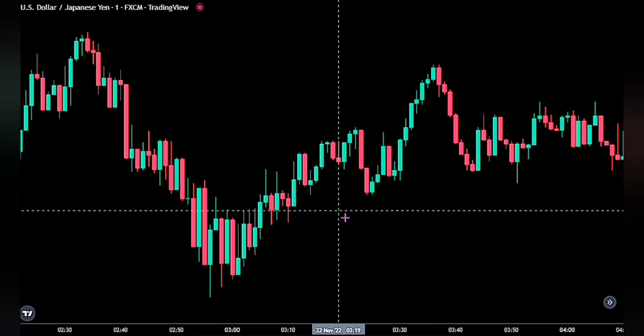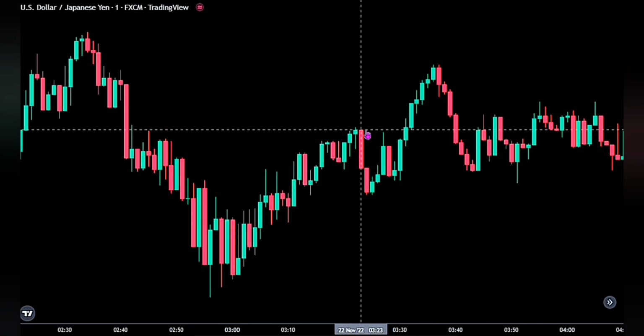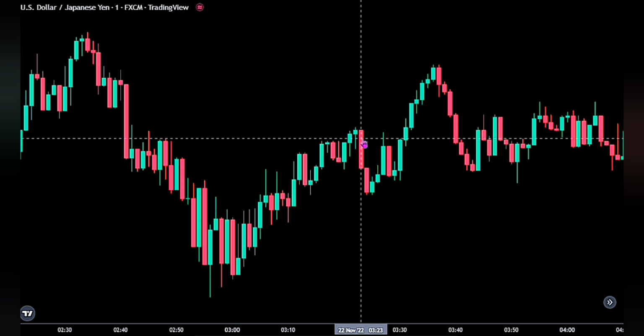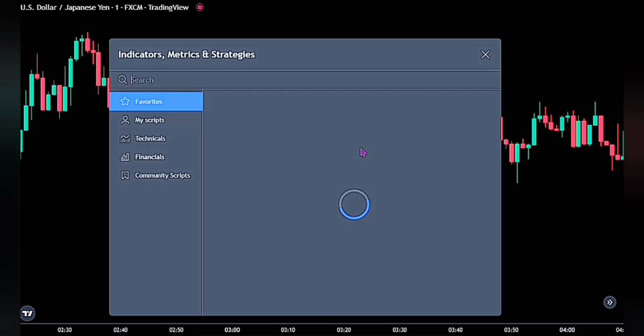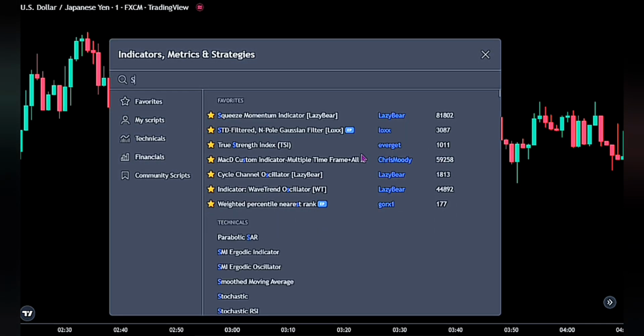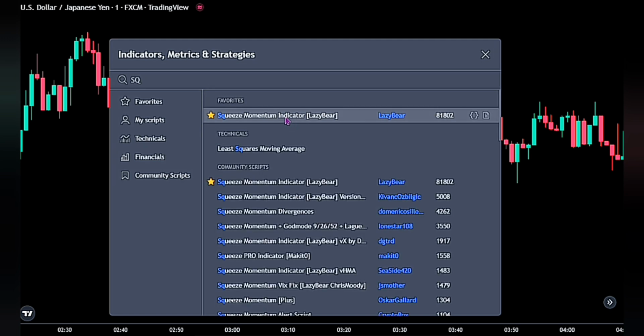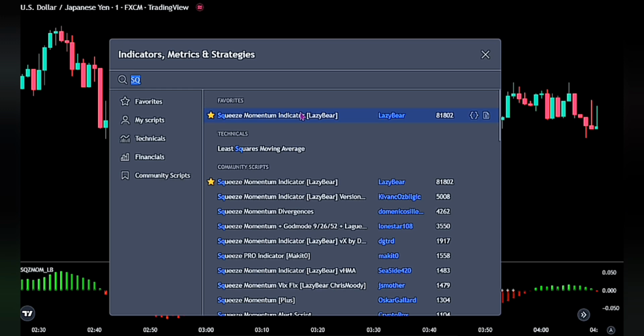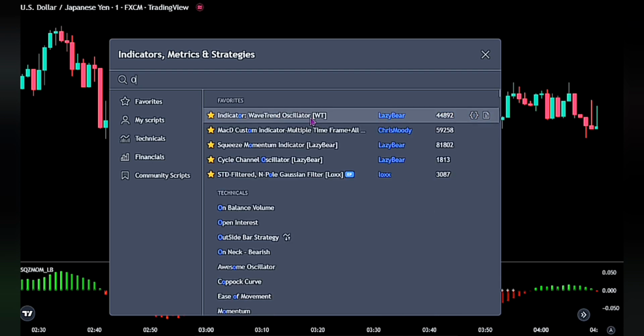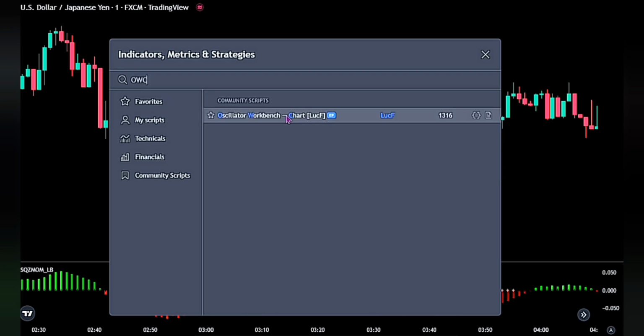Let's now go over the indicators used and the settings we applied on them. For the first indicator, bring up the indicator panel. I want you to search for the Squeeze Momentum Oscillator by Lazy Bear. And for the second indicator, I want you to search for the Oscillator Workbench chart by Luckf.